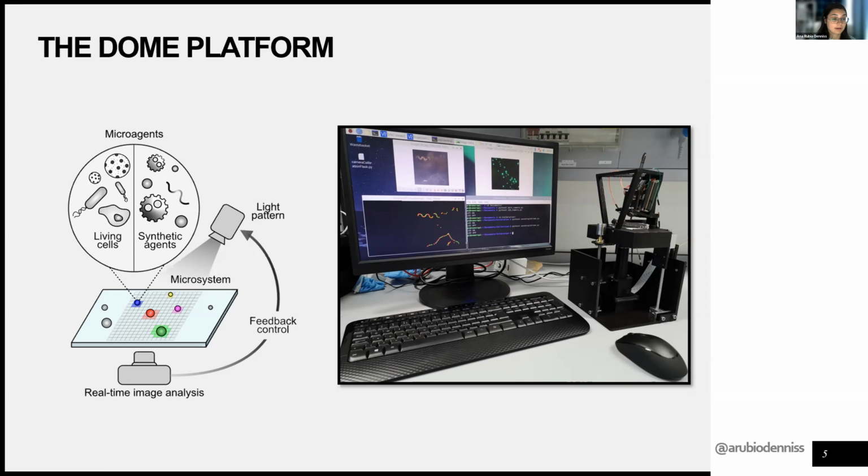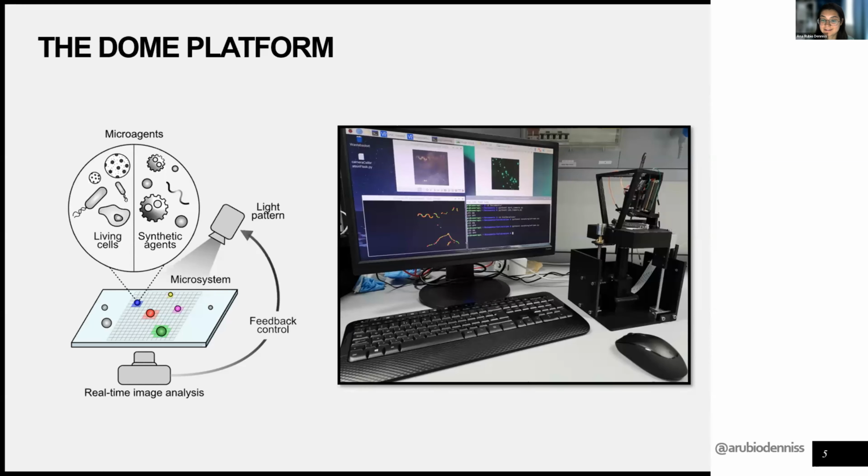So for example, where the agents are moving, what the density is, basically based on the behavior of the system, you can then create these light patterns with which to interact with the system. And the way that I've developed to do this is using the DOME platform. That stands for Dynamic Optical Microenvironment. So again, this idea of shaping our environment around our system.